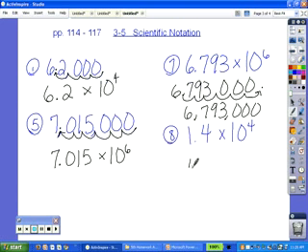For 1 and 4/10, to multiply it times 10 to the power of 4, I would move the decimal to the right 4 times. The decimal's now in the back. Fill in 3 zeros. Our answer would be 14,000.